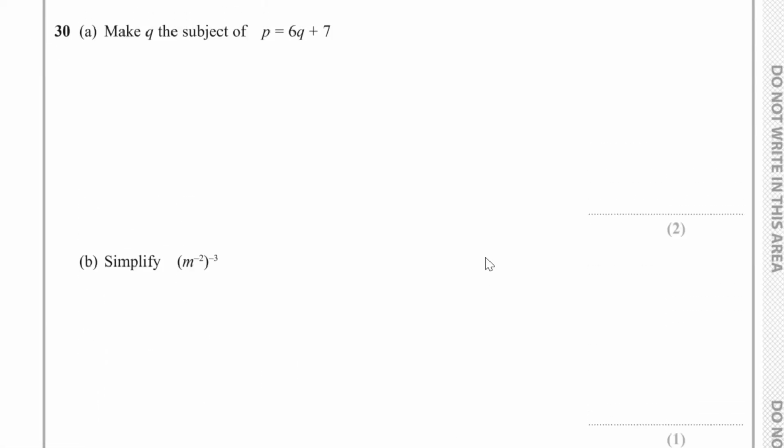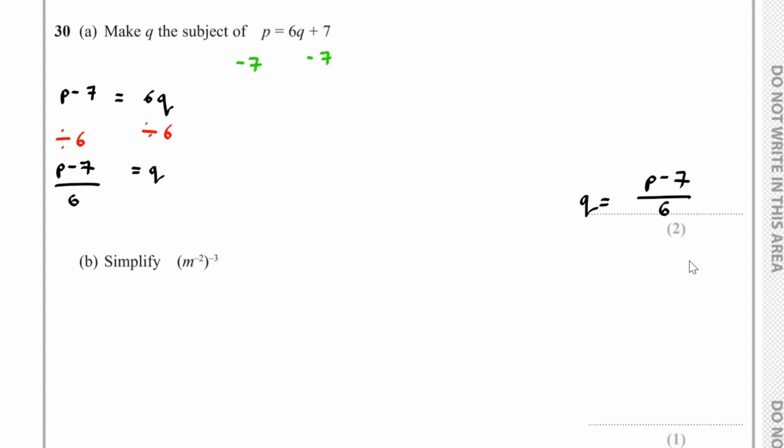Question 30, part a, we have to make Q the subject of P equals 6Q plus 7. Well, if I subtract 7 from both sides, we've got P minus 7 equals 6Q. And then if I divide both sides by 6, you can see here, Q is equal to P minus 7 over 6. So we've got Q equals (P minus 7) over 6.